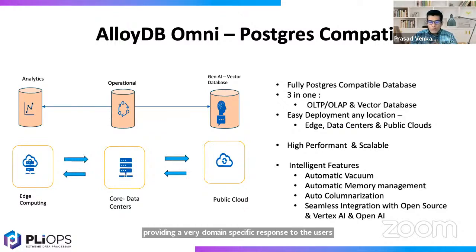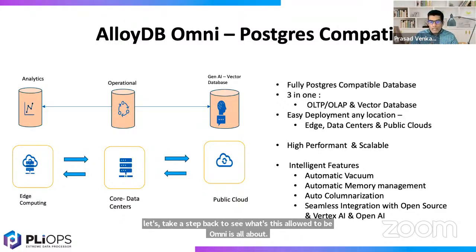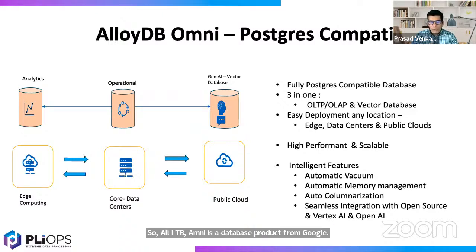Since we talked about AlloyDB, let's take a step back to see what AlloyDB Omni is all about. AlloyDB Omni is a database product from Google. It's a fully Postgres-compatible database, and it serves a three-in-one purpose. You can use it for OLTP, for capturing all the database transactions, or for analytics if you want to carry out any real-time analytics on it, as well as building a chatbot with built-in vector database functionality.